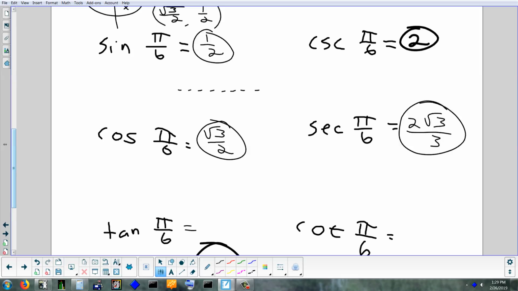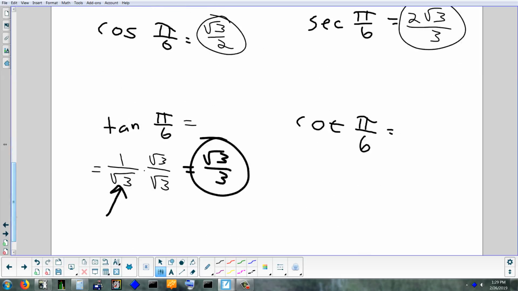Now, with the cotangent, you could be clever and save yourself a little time. You can flip what I'm pointing to in red, and that will work. Or you can flip what I'm pointing to in black. They're the same thing. Which one do you think would be better to flip? Yep, Jake. 1 over square root of 3. Why is that one going to save us a little time? You will end up with a square root on the bottom. Right.